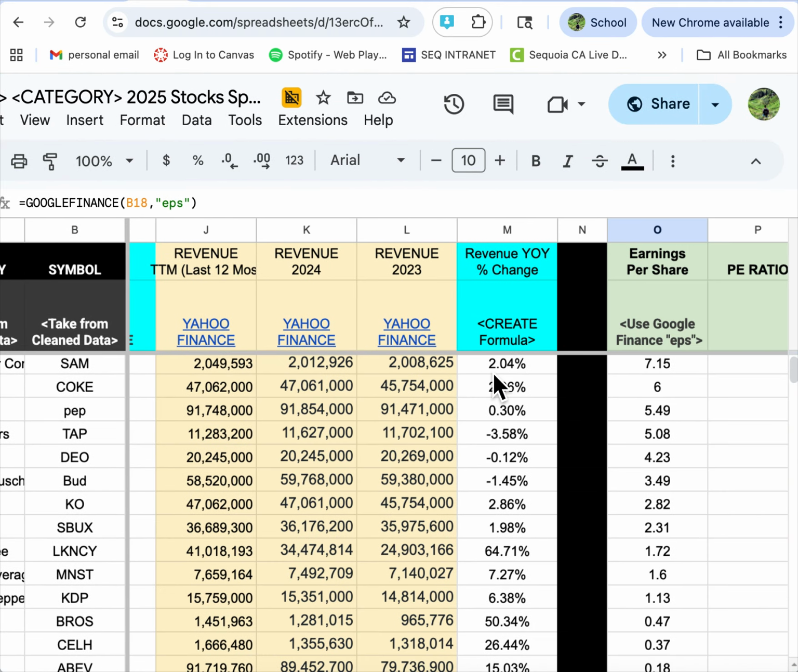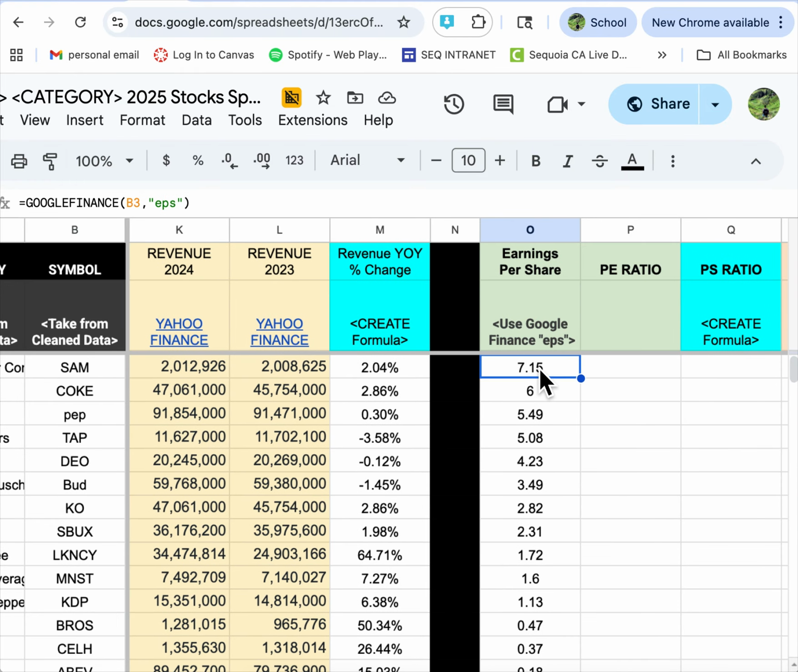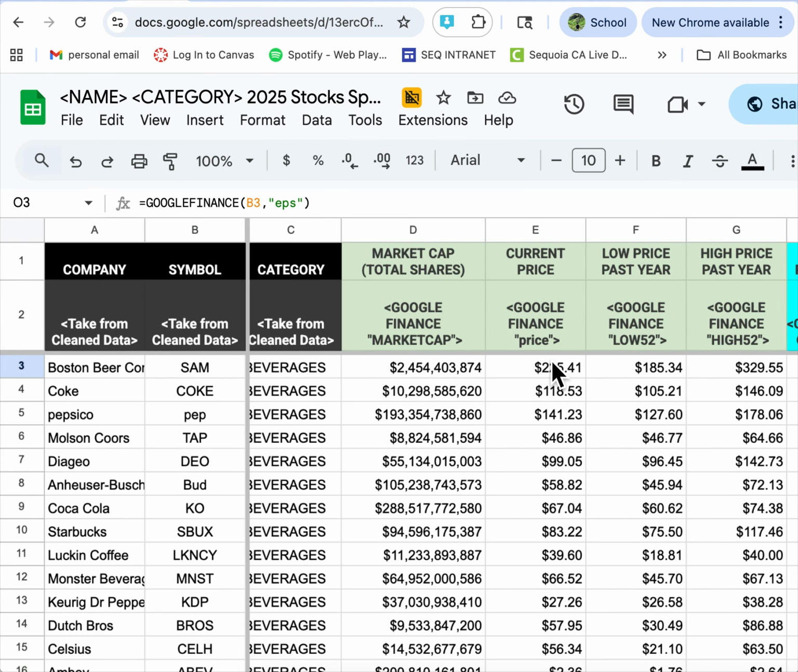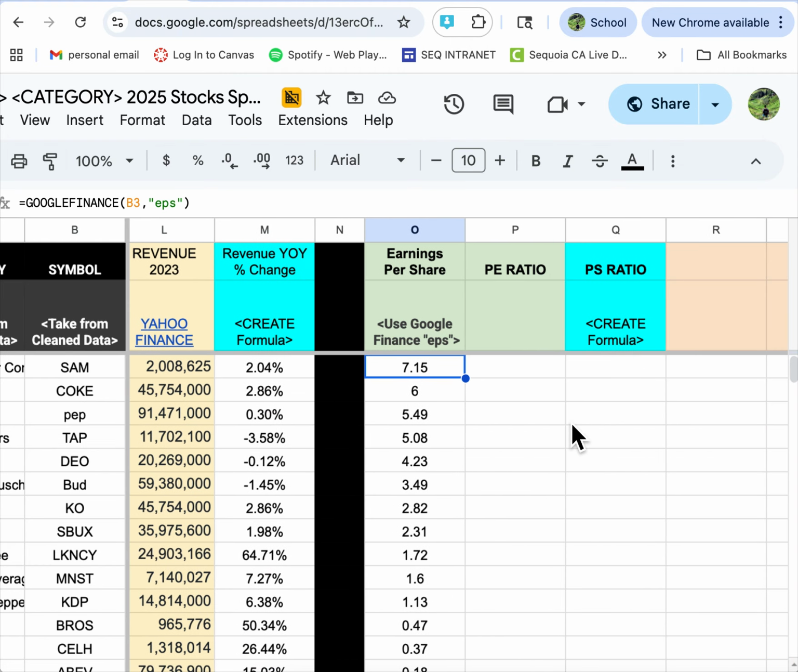But you might think, all right, well, I'll just go to the one that's making the most money per share. But the thing is, you also have to consider the share price. Yeah, it's making the most money, but it's also the most expensive. So that's where the PE ratio comes in.